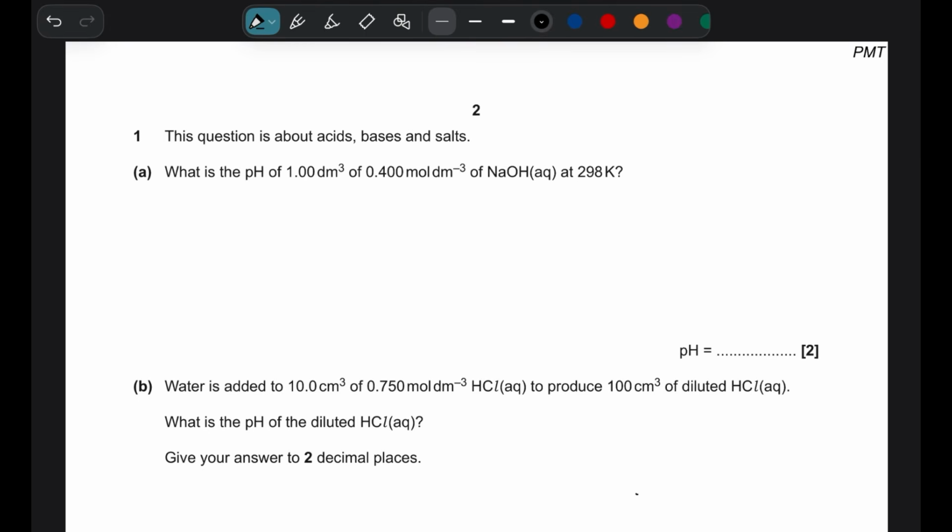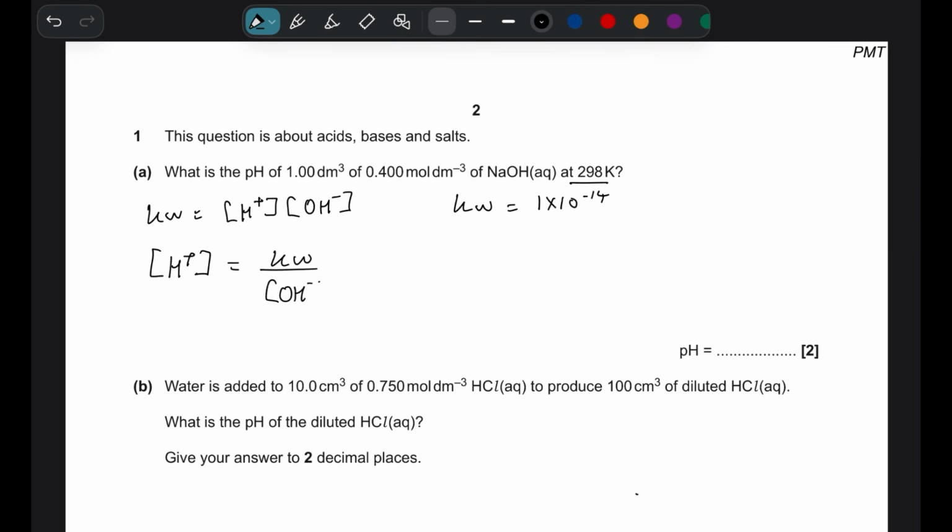So, the pH of 1 decimeter cubed of 0.4 mole per dm cubed of sodium hydroxide. We should know our Kw formula is equal to the concentration of hydrogen ions multiplied by the concentration of hydroxide ions. Also from your data sheet, you should see Kw at 298 Kelvin is 1 times 10 to the minus 14. We're literally just going to apply those values. If we're working out pH, we need the concentration of protons, right? So if we rearrange, that is equal to Kw divided by the concentration of hydroxide ions.